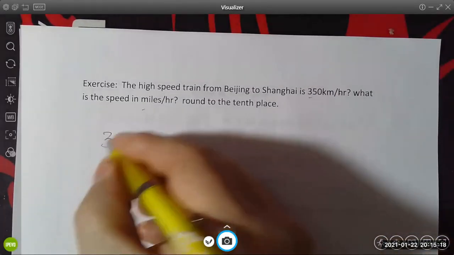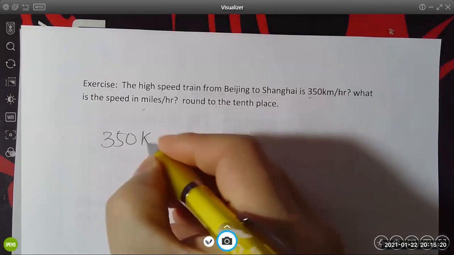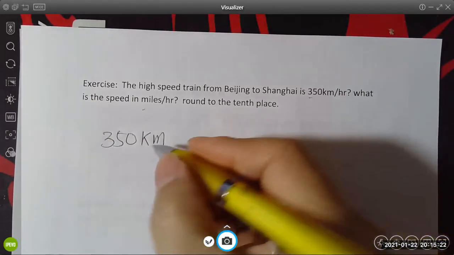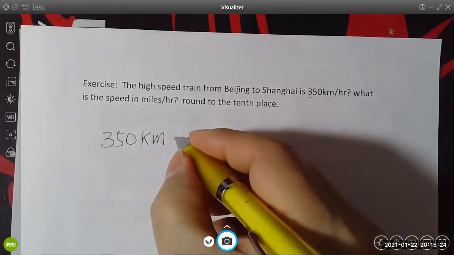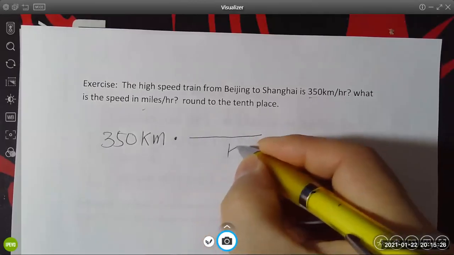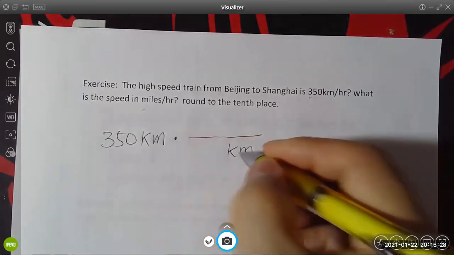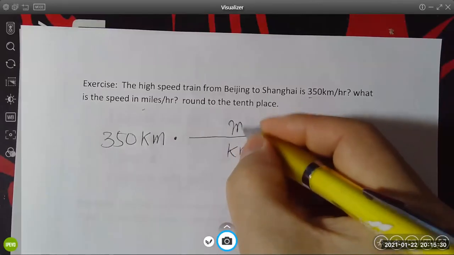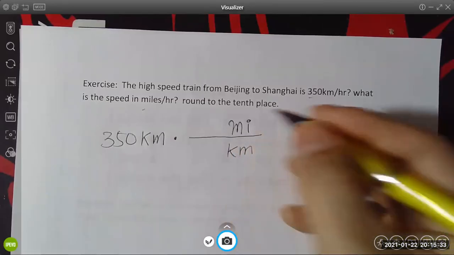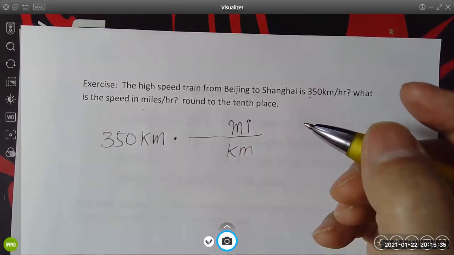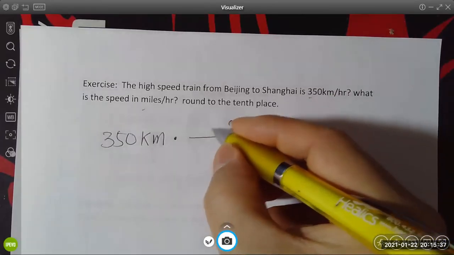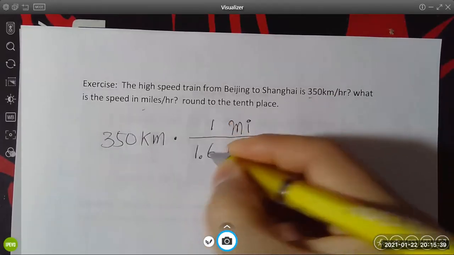We start with 350 kilometers. We turn kilometers to mile, so we just need to cancel kilometer. Again, these two are always the same, and mile. From that table, 1 mile equals 1.6 kilometers. 1 mile, 1.6 kilometers.